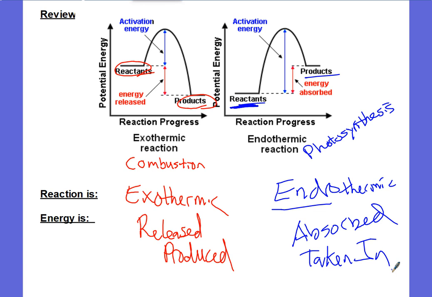Both of them have the hill, though, don't they? They both have that hill you have to get over. That hill is called the activation energy. So you put those reactants together, and they're colliding and colliding and colliding. They might not have enough energy.